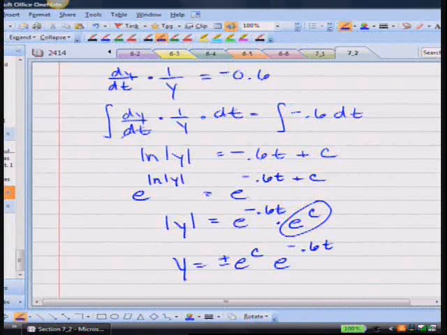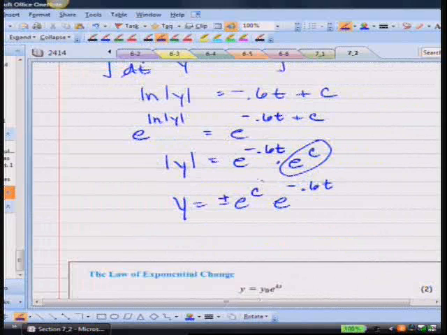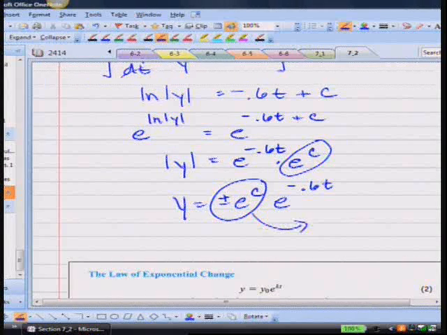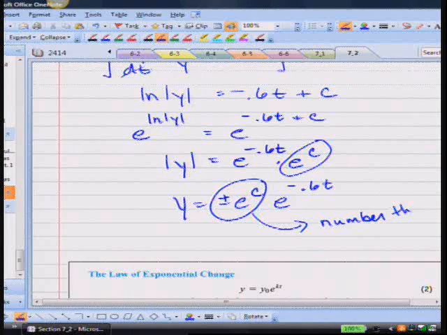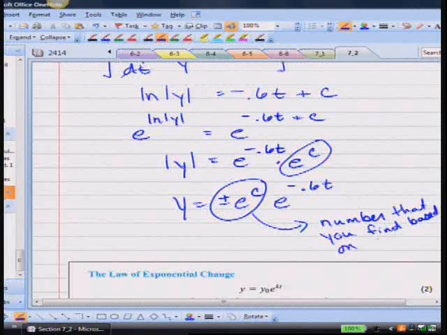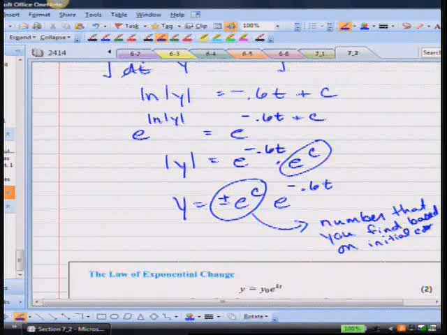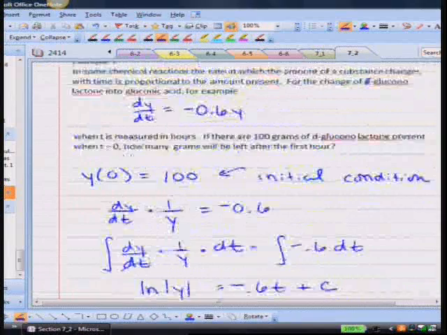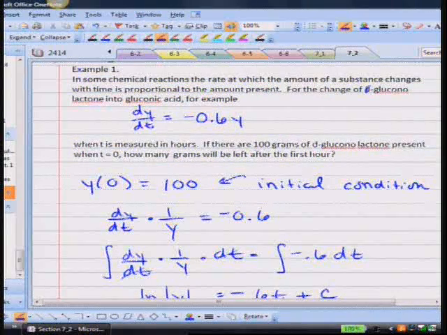So it's your value when t equals 0, or you can find that number based on the initial condition. Okay, so what was our initial condition? Well, we were told that there are 100 grams when t equals 0.